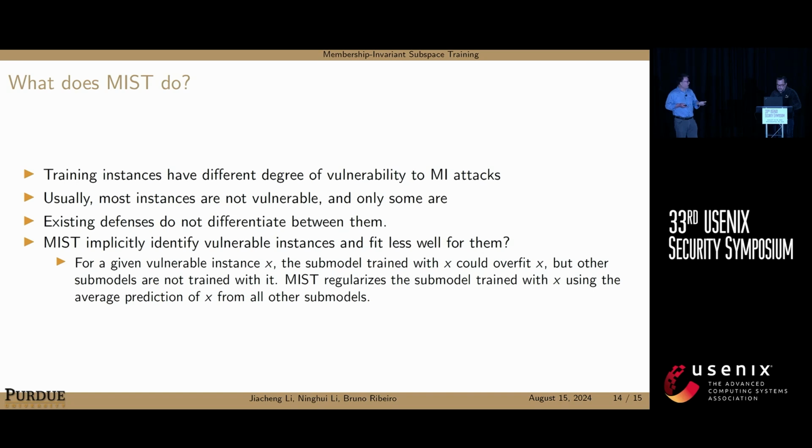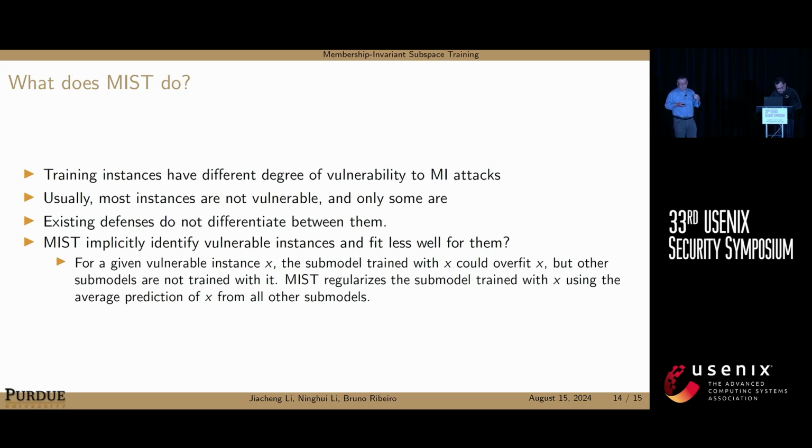After we had this result, we came back thinking, what does this really mean? What does this MIST approach really do? The way I see it, different instances have different degrees of vulnerability to membership inference attacks. Usually, most of the instances are not vulnerable, but a relatively small number of them are. And most of the existing defenses do not differentiate between them. They try to make the training soft on everyone, and therefore defend against everyone, but then you incur the accuracy loss.